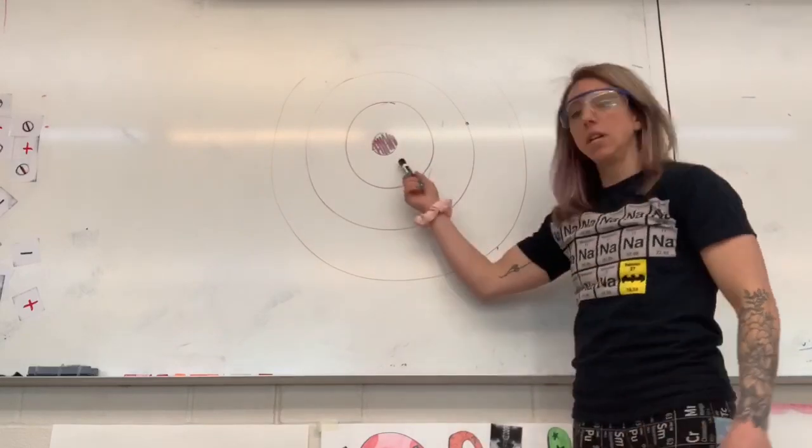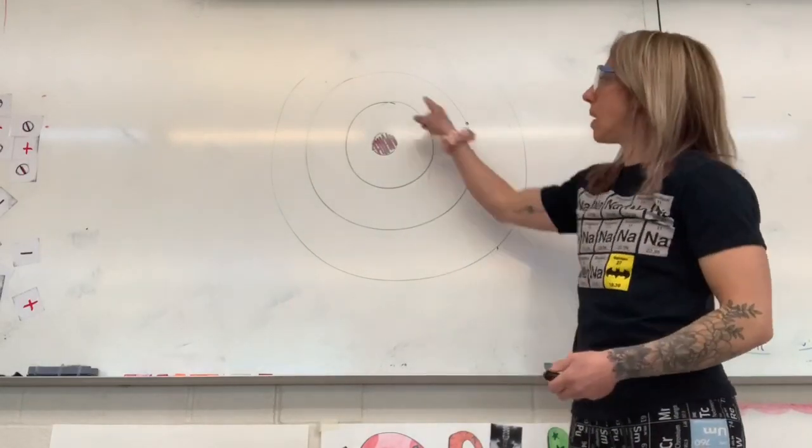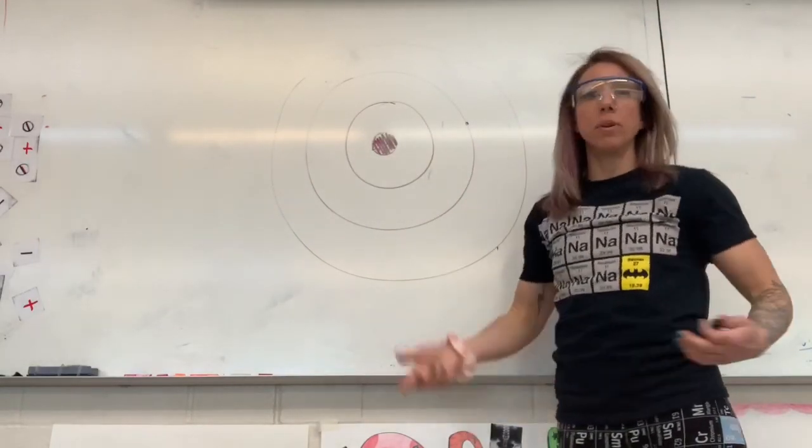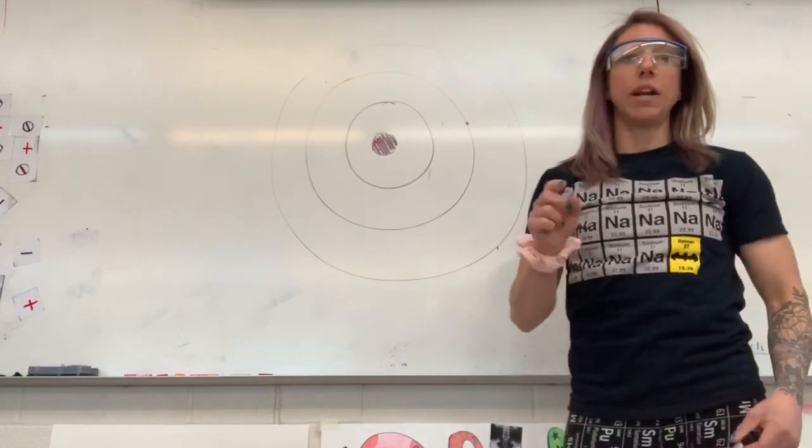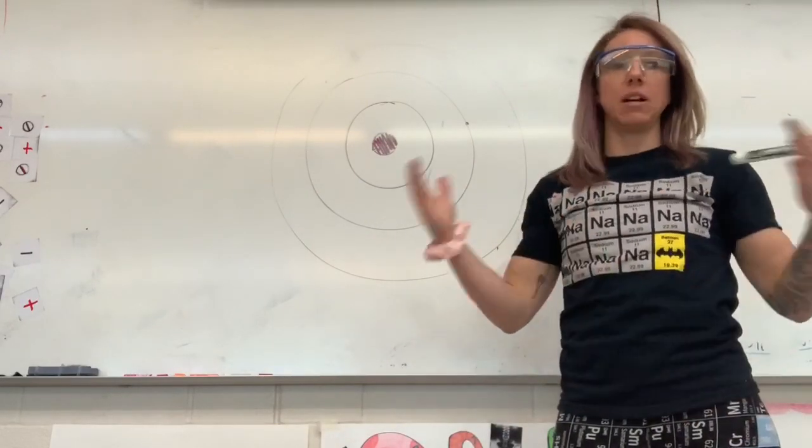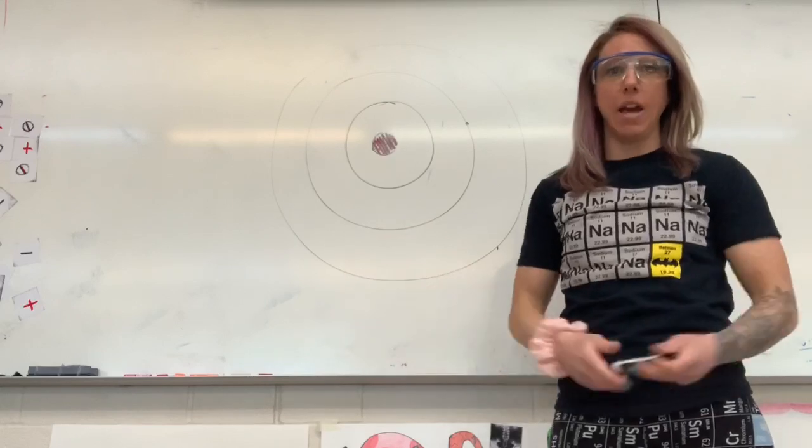So you have your nucleus. The nucleus is surrounded by these rings, which we call orbitals or energy levels. And that's where the little electrons are found orbiting. Again, in that classic view or image that we have of the atom.